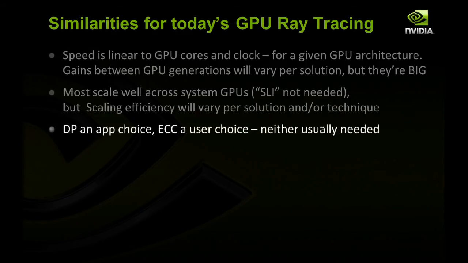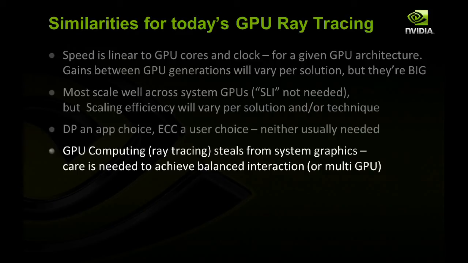Double precision, that's an application choice. Most ray tracers don't need it. ECC, error correction memory, that is a user choice. And again, usually you don't need it. Both of those are big speed hits that most people don't decide to turn on.